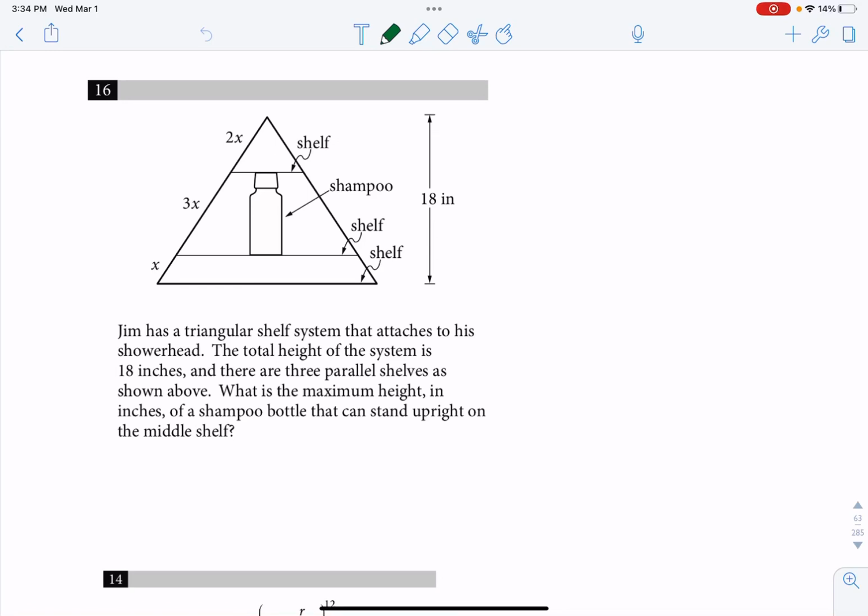Okay, this one. Jim has a triangular shelf system that attaches to his shower head. The total height of the system is 18 inches, and there are three parallel shelves as shown above. What is the maximum height in inches of a shampoo bottle that can stand upright on the middle shelf? This one, the height of this one.